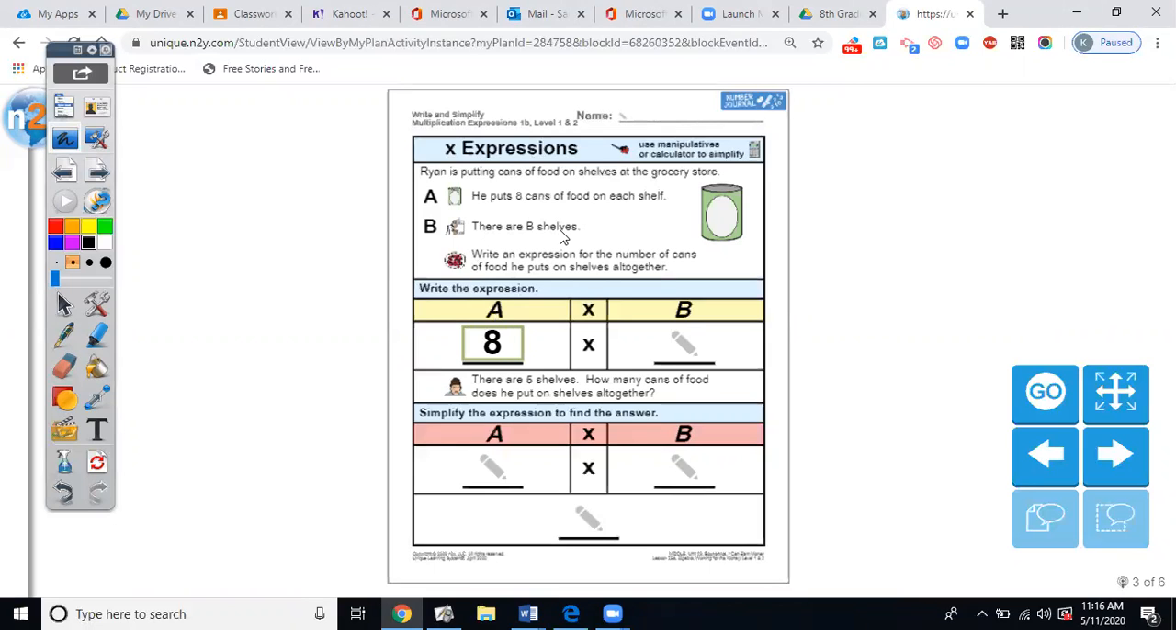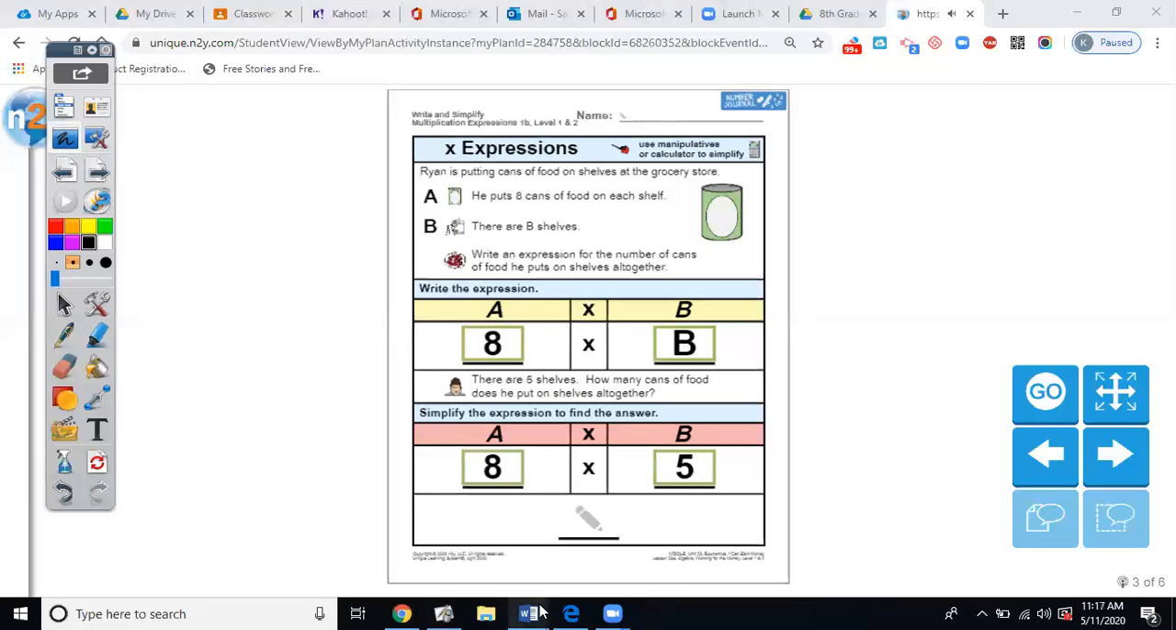There are B shelves. Okay, so B is the shelves, but we don't know that number yet. So we're just going to put B for now. There are 5 shelves. Oh, okay. So B, the number of shelves, it says right here that there are 5 shelves. So for B, we're going to put 5. And A, we already know that A, the cans, is 8.